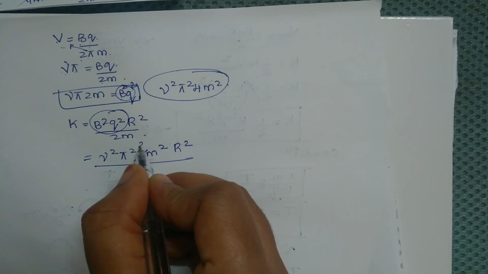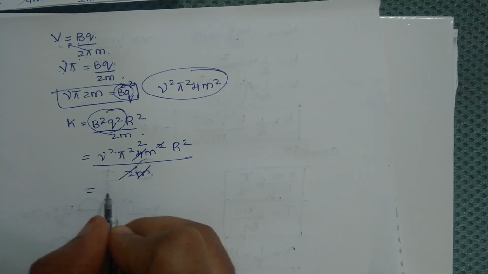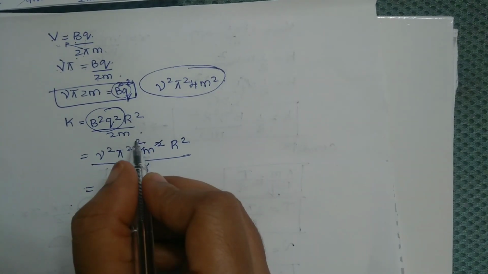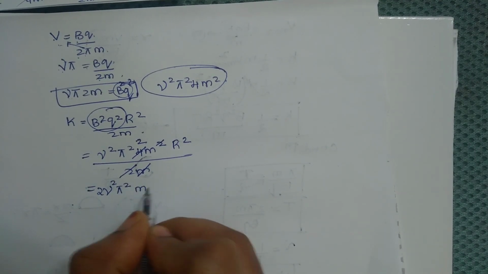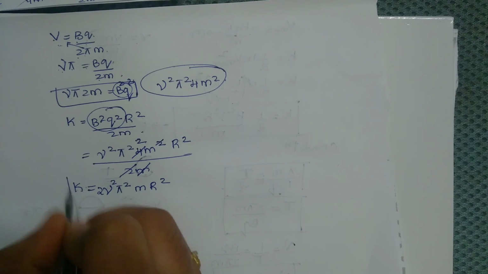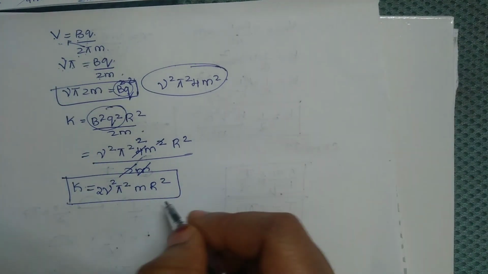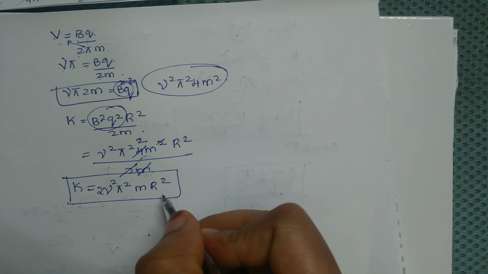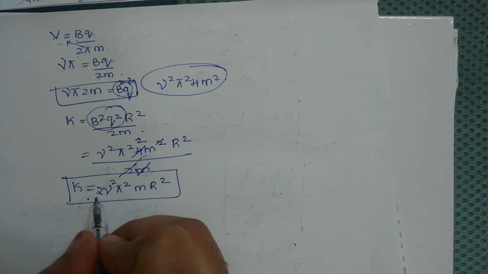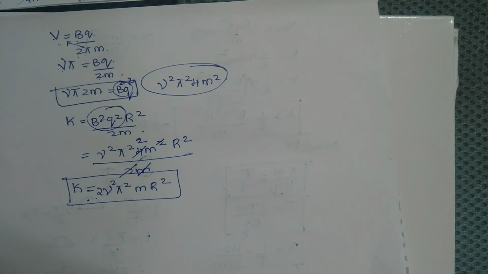So 2 ones are 2, 2 twos are 1, and 1 m gets cancelled. We will get 2 nu square pi square m R square. So this is the final kinetic energy equation. This is very important. It can be asked for numericals, then this formula you need to use. So this is the theory behind the cyclotron.